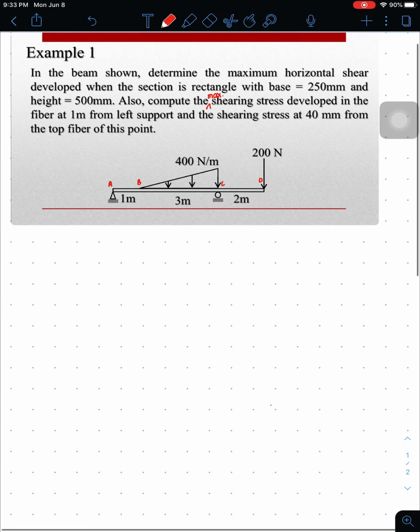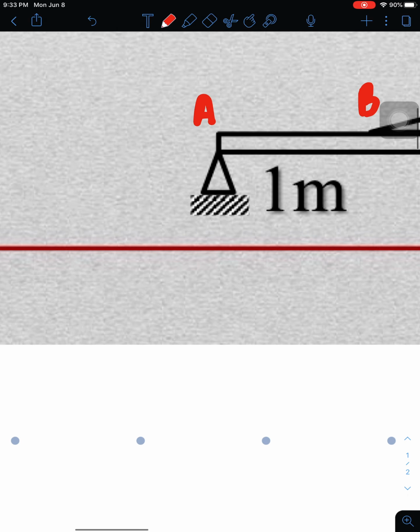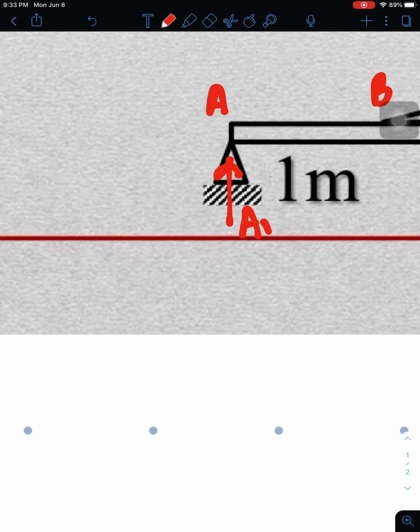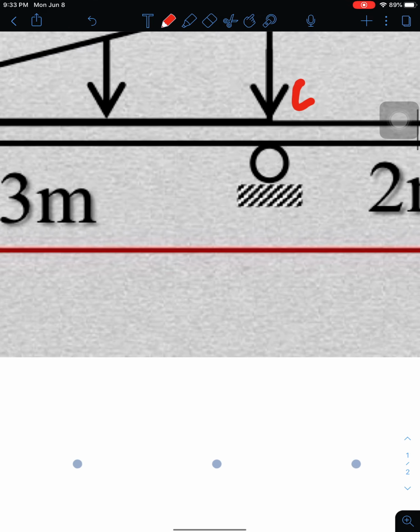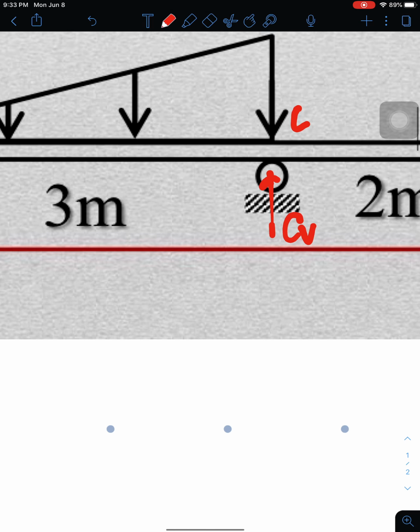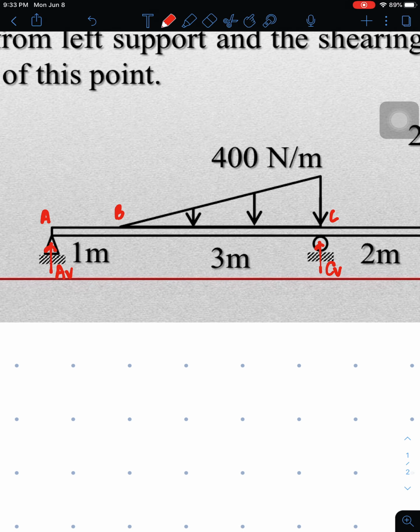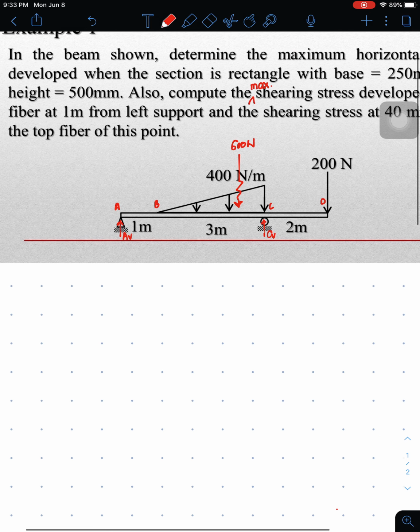And of course, we're not after the horizontal force, we're after the vertical force. This is AV, and on the other side here, I'll call it CV. And also we have a distributed load that we need to get its resultant. So the resultant would be 1/2 of 400 times 3, so that's 600 newtons.